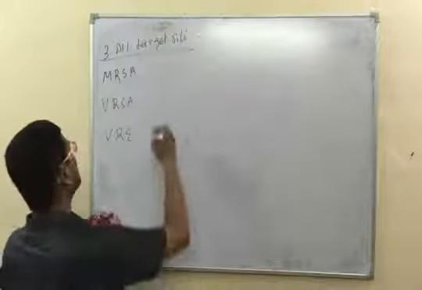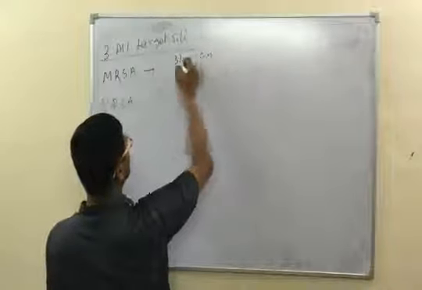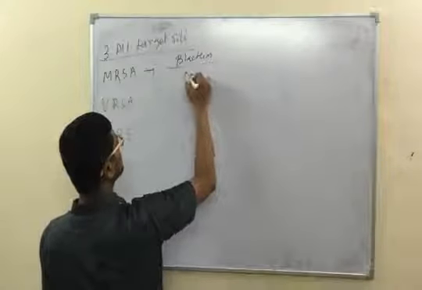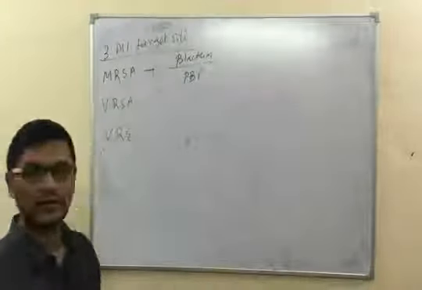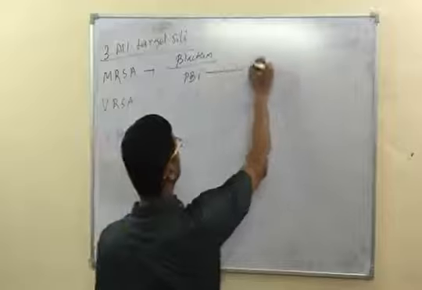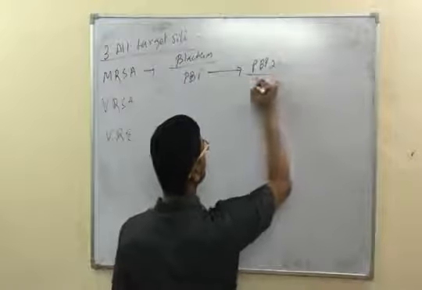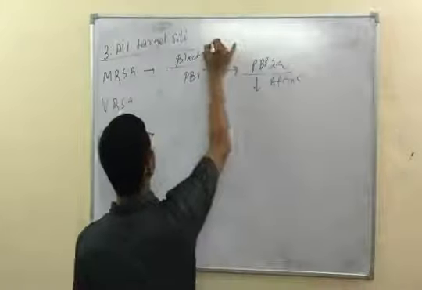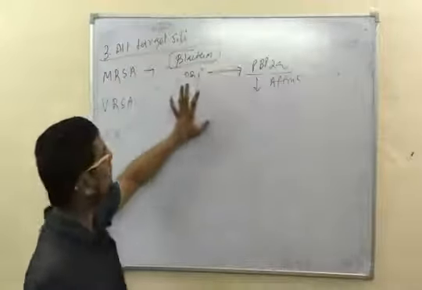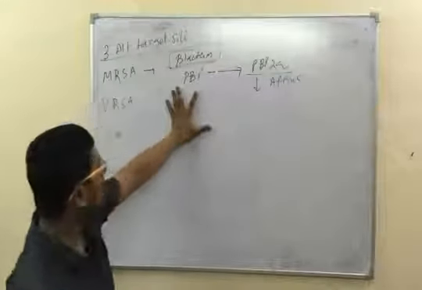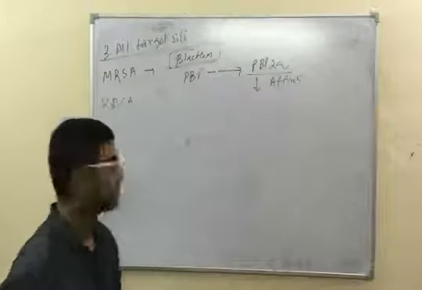For example, in MRSA, the target site of beta-lactam antibiotics, as you all know, is the penicillin binding protein, present on the bacterial cell wall. The penicillin binding protein gets altered to penicillin binding protein 2A, and this altered protein has less affinity for beta-lactam antibiotics. So MRSA are resistant to all beta-lactam antibiotics because they undergo alteration of the target site.